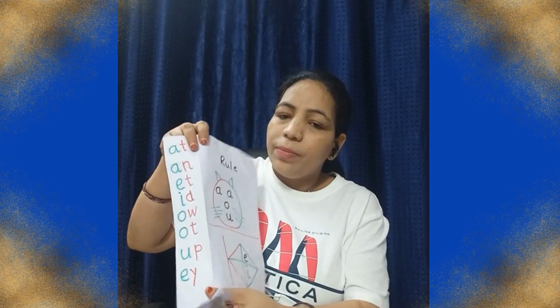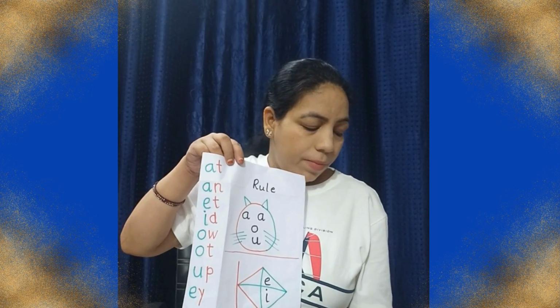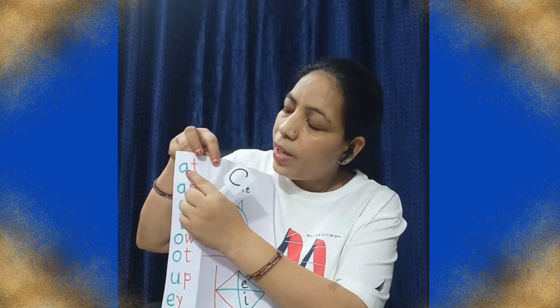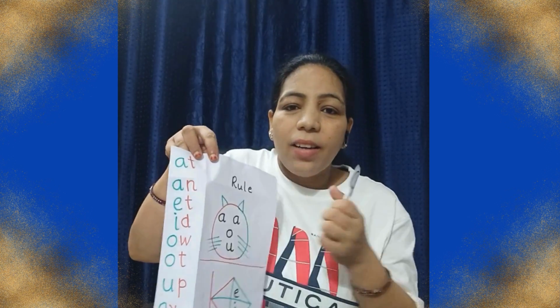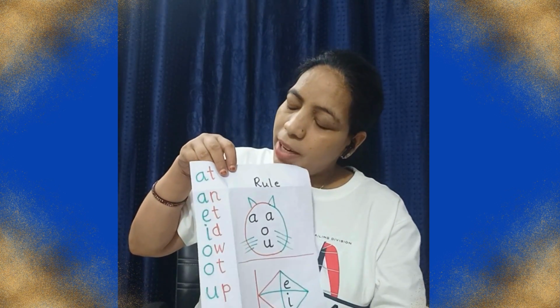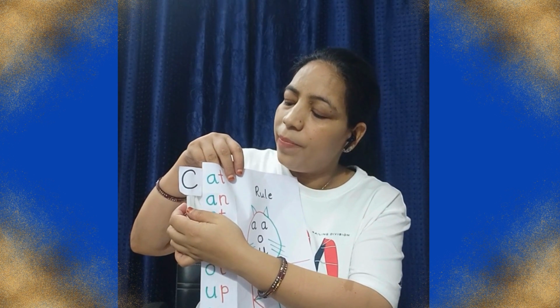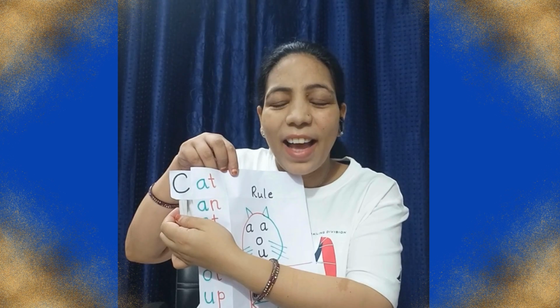Now tell me, see the rule and you will say with me, okay? Tell me which vowel it is? A. Yes? And rule 1 is A is here. What we will use? C here. So, at. What will I write here at the beginning? K at the cat. C at the cat.